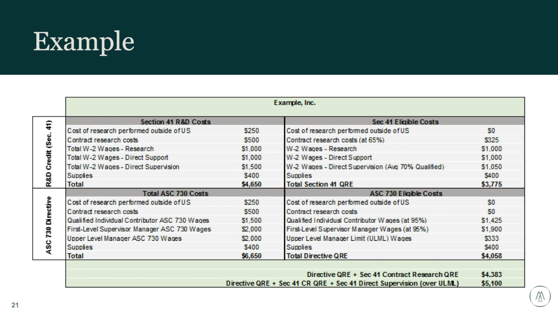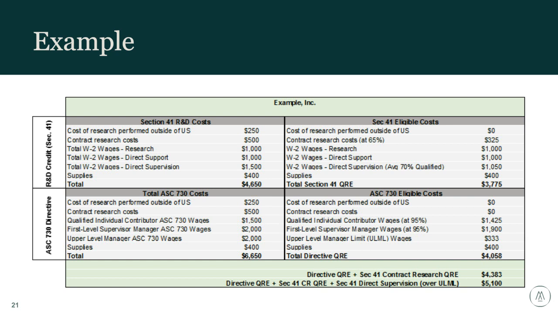So as far as what we were hoping to accomplish on this is just to try to give some visibility as to how this plays out with an example company, comparing what would occur under the Section 41 usual R&D credit analysis versus the usage of the ASC 730 directive methodology. So across the top, we've got what Example Inc. would be realizing in the form of a Section 41 R&D credit with their starting point on the left side and then the resulting QREs on the right.